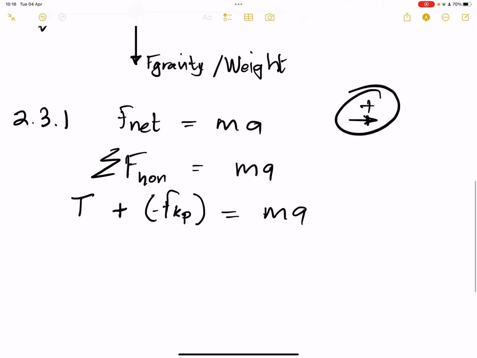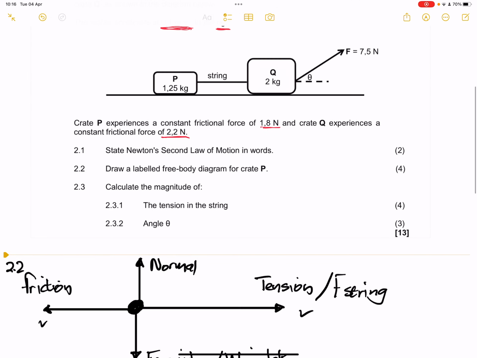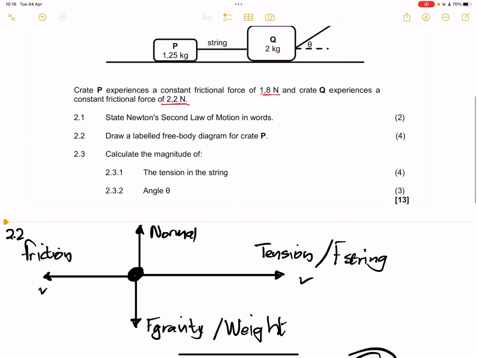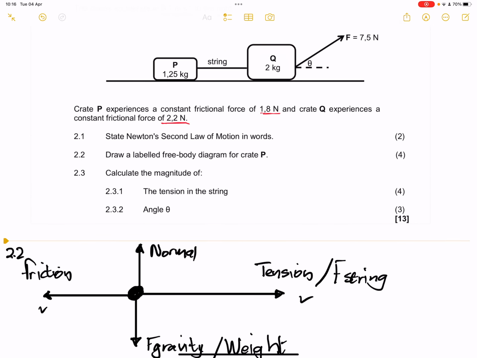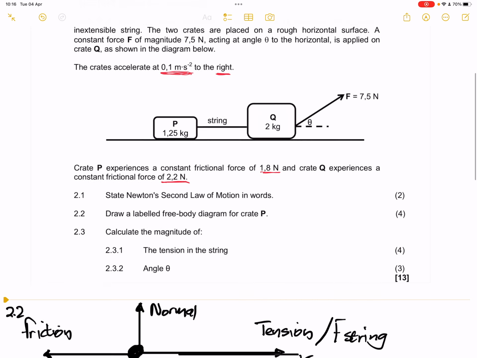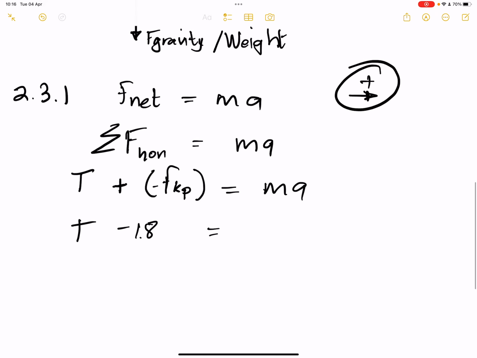Now let's substitute what we know. The frictional force in this case was 1.8 newtons, and the mass of crate P is 1.2. Because they are accelerating, it would accelerate at 0.1 as well. So this would be 1.2 multiplied by 0.1.